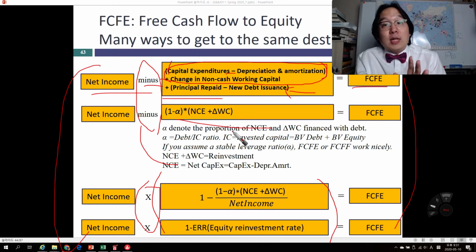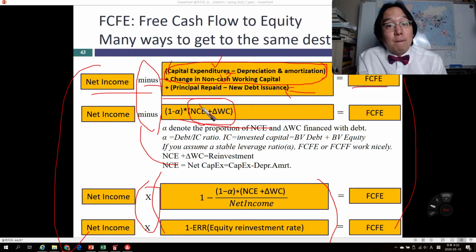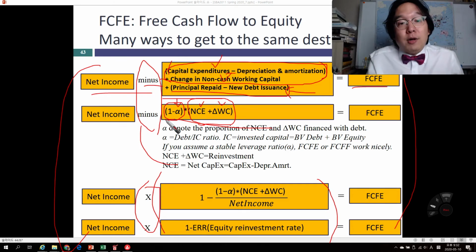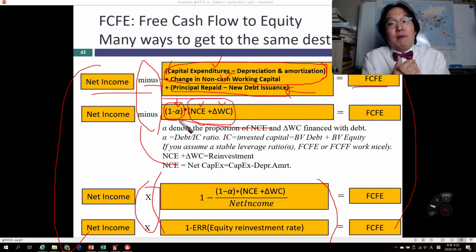Second equation, what is that? We have 2 important items in investment. These 2, NCE and change in working capital. Voila. The last thing over here is not shown in this parenthesis, but that's taken care of by this 1 minus alpha thing. What the heck is that 1 minus alpha? Over here, we are simplifying our assumption.